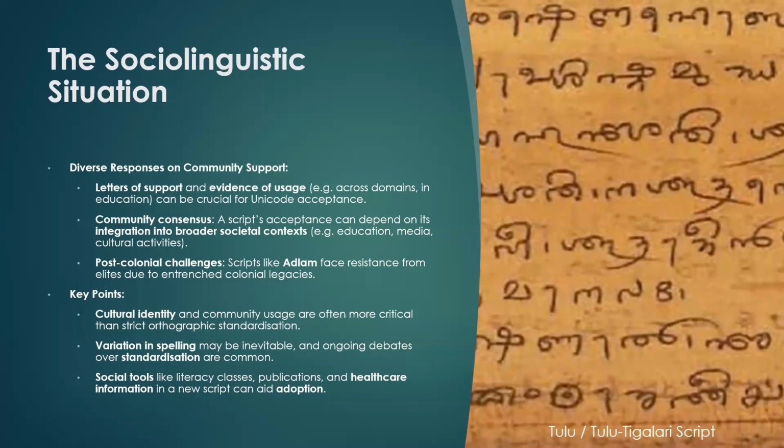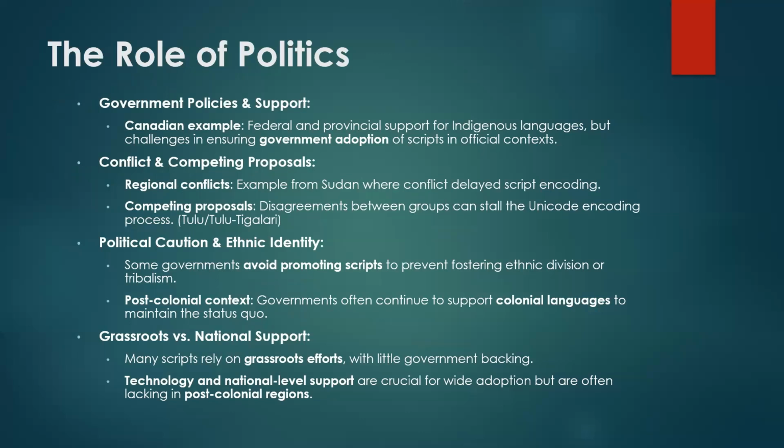Sorry, I haven't gone to the next one here. And then I talked to them about the role of politics, so government policies and support. There was an interesting example from the person I spoke with who worked with languages in Canada that use Canadian Aboriginal syllabics. There is federal and provincial support for Indigenous languages, but challenges in ensuring government adoption of scripts in official contexts. There's conflict and competing proposals. Another example from someone I spoke with was working on a script from Sudan, and the conflict in Sudan delayed the encoding of this script for a very long time. There can also be competing proposals, which people often don't think about. There can be disagreements between groups, which can stall the Unicode encoding process.